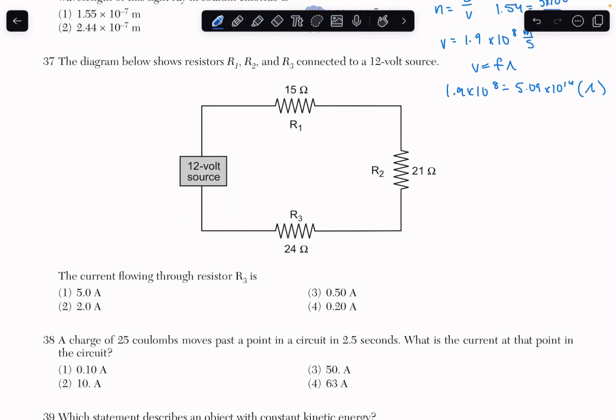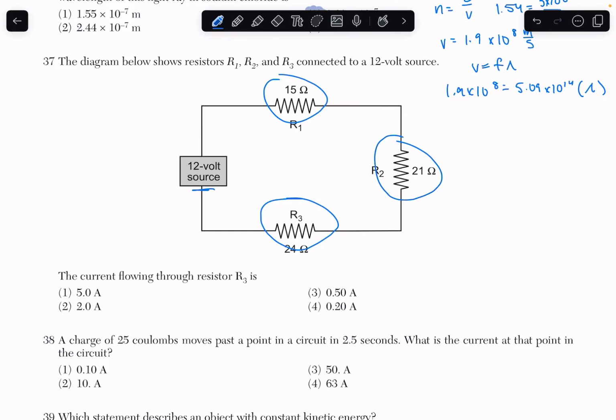37. The diagram below shows resistors R1, R2, and R3 connected to a 12-volt source. The current flowing through resistor R3 is... So, this circuit gives us the total voltage right here, along with 3 different resistors. In a series circuit, remember that the current is constant. However, in order to find the current, we can't just use resistor 3. We need to find the total resistance because it only gave us the total voltage.